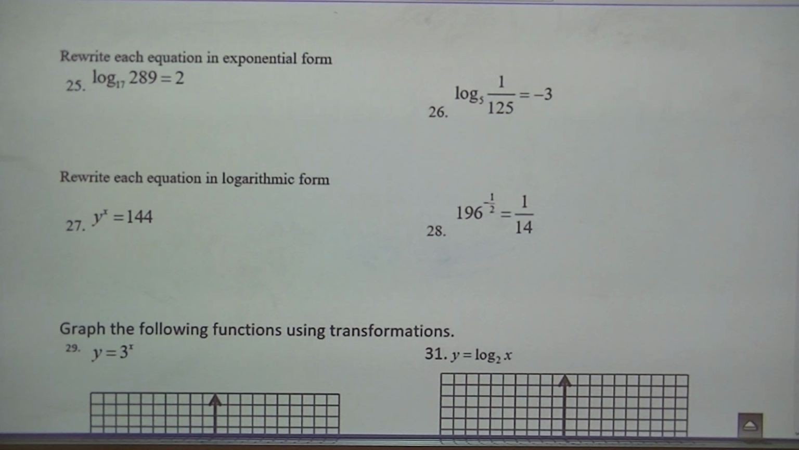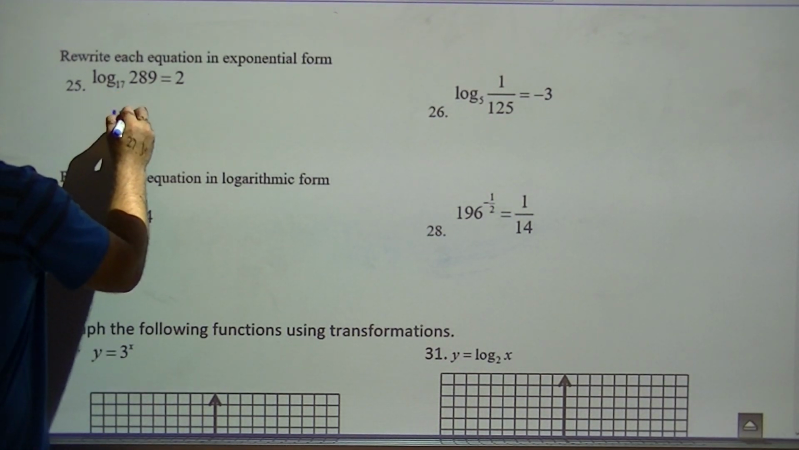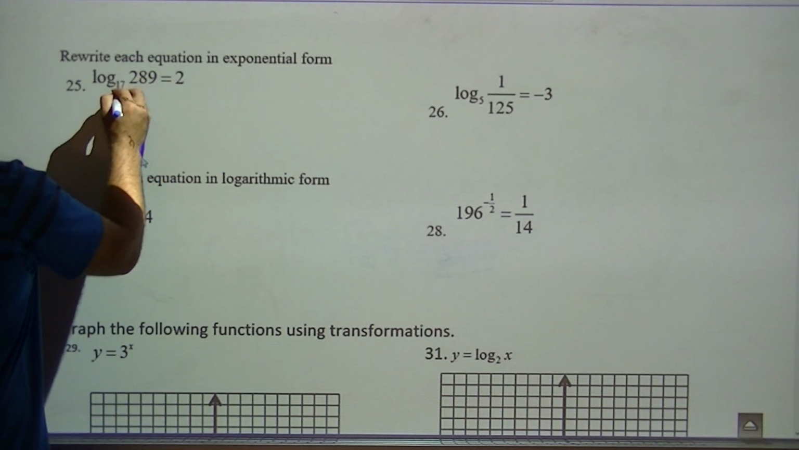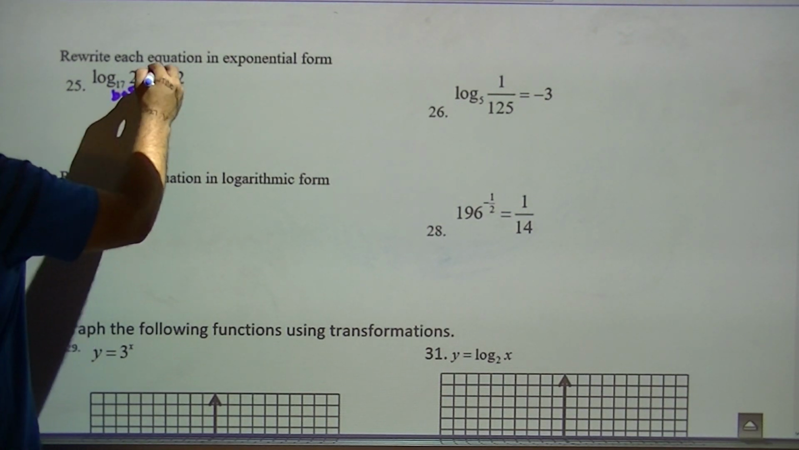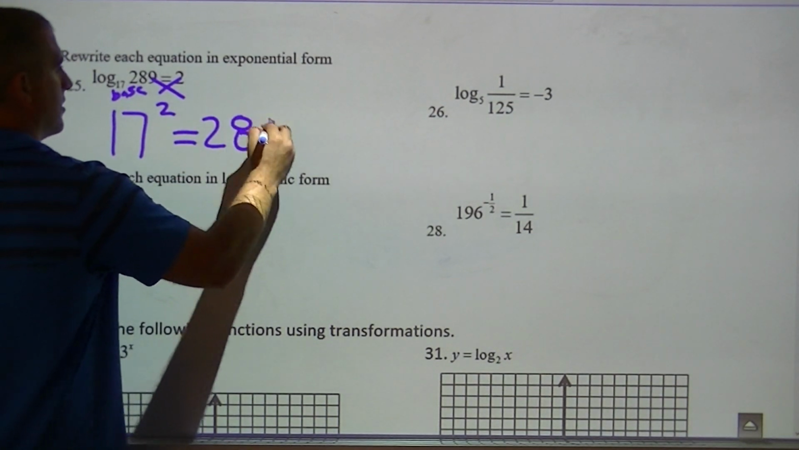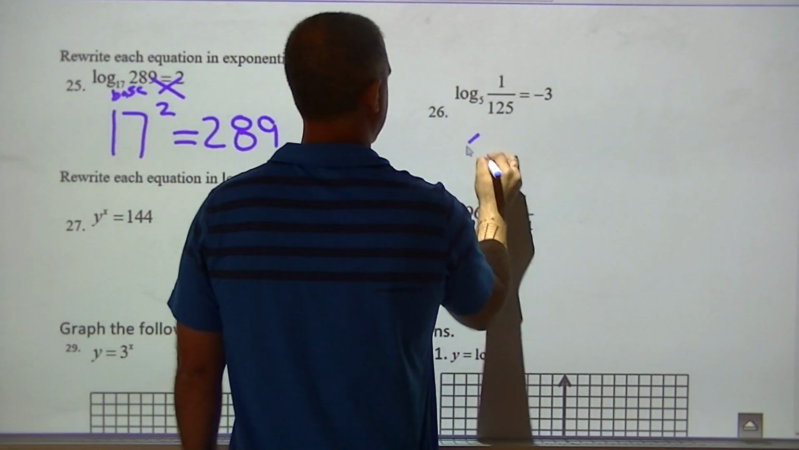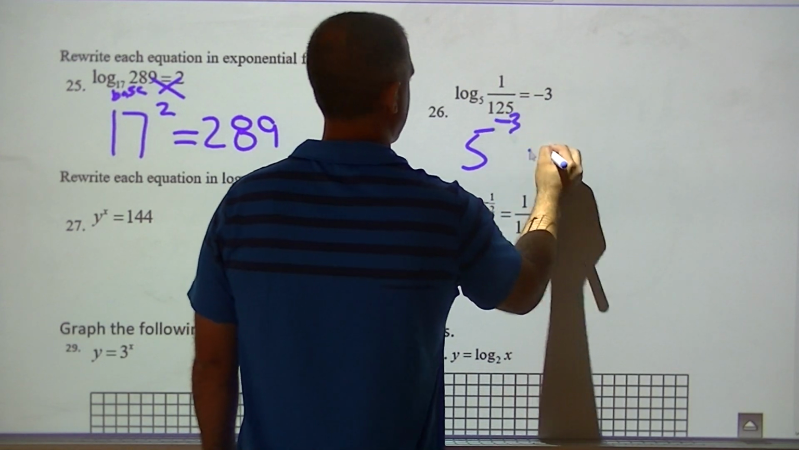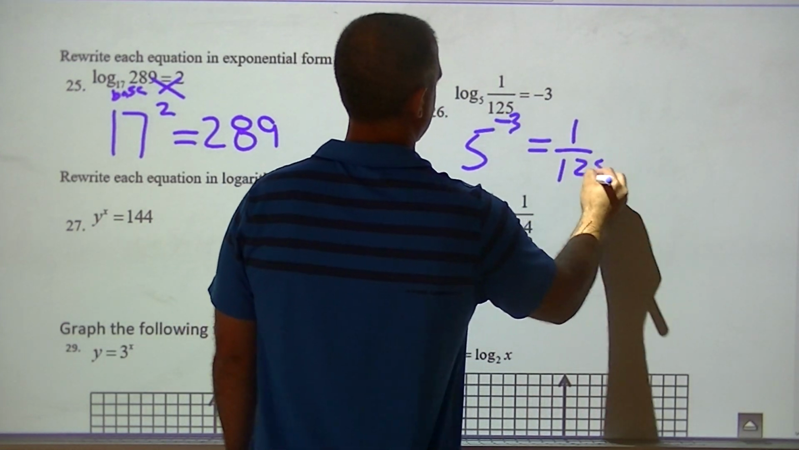Rewrite the log in exponential form. Pretty simple. When you do a simple conversion, this is still the base, and these move. So that's 2, 289. Same thing here. This would be the base. Negative 3 would be up here. This would be 1 over 125.